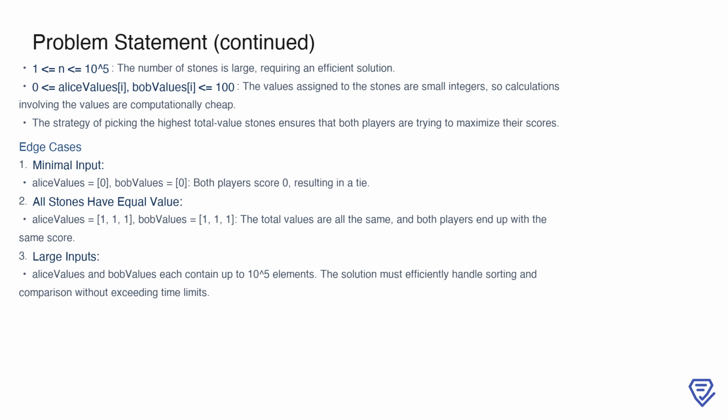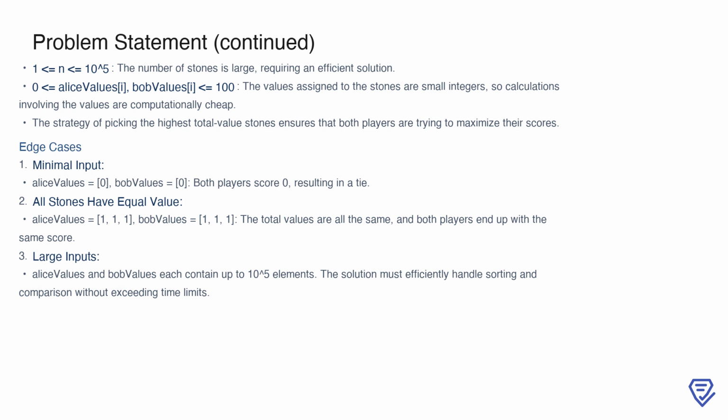The constraints of this problem require an efficient solution. The number of stones, n, can be as large as 100,000, which means that operations like sorting and comparisons need to be optimized. The values assigned to the stones, ranging from 0 to 100, are relatively small, so calculations involving these values are computationally cheap.